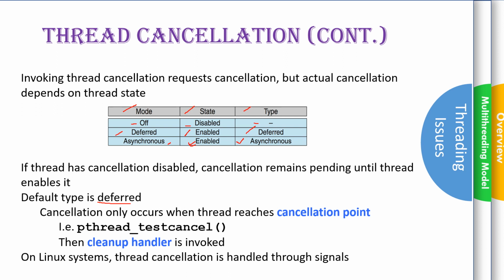Cancellation occurs only when the thread reaches a cancellation point, and for that in pthreads we have a method called testcancel, and that will make a cleanup. It will call the cleanup handler to give all the resources back to the operating system and gracefully cancel the thread execution. On a Linux system, thread cancellation is handled through signals.